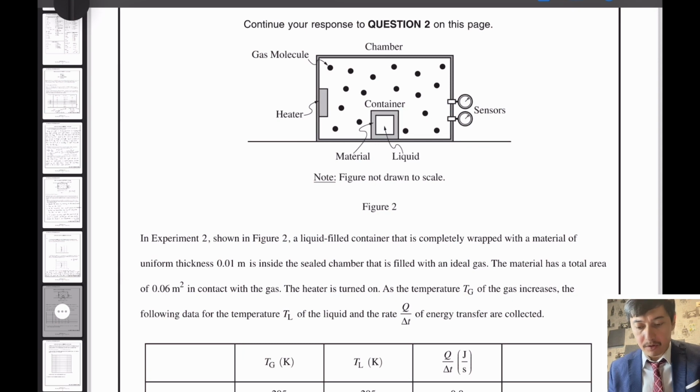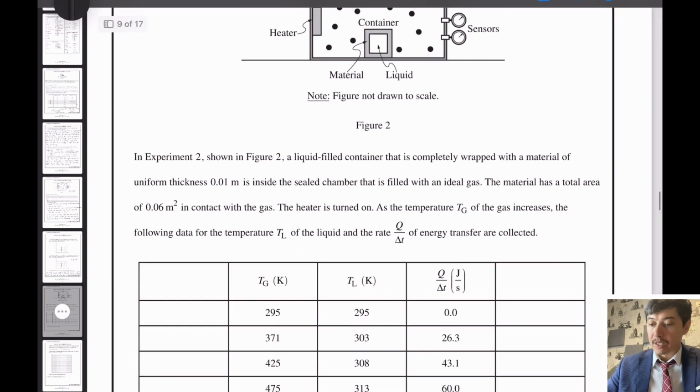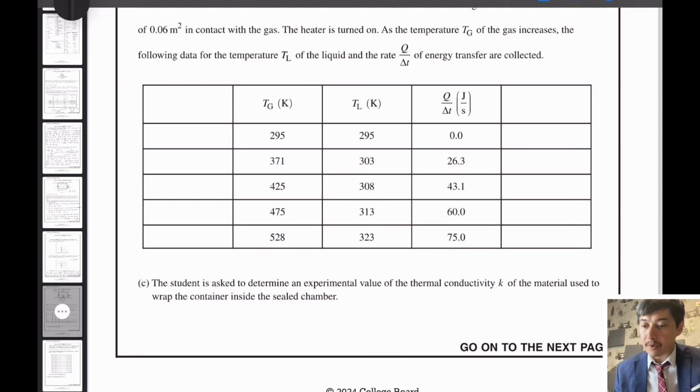Continuing. In experiment 2, shown in figure 2, a liquid filled container that is completely wrapped with a material of uniform thickness 0.01 meter is inside the sealed chamber that is filled with an ideal gas. The material has a total area of 0.06 meters square in contact with the gas. The heater is turned on. As the temperature Tg of the gas increases, the following data for the temperature TL of the liquid and the rate Q over delta time of energy transfer are collected. Here we can see the table and the collected data.